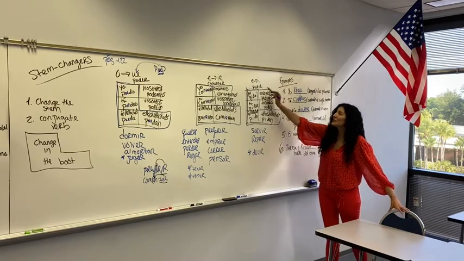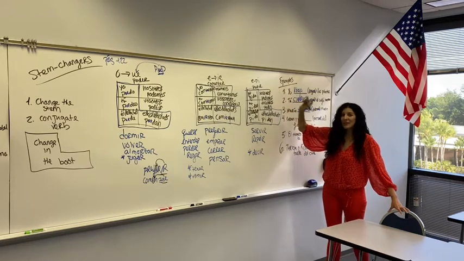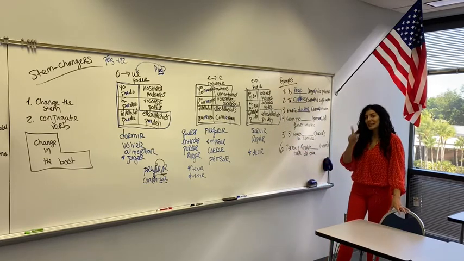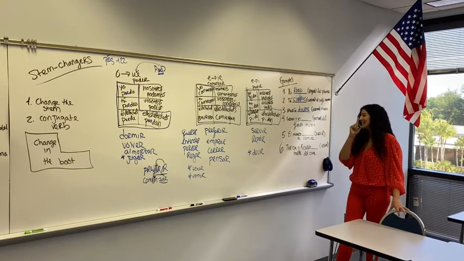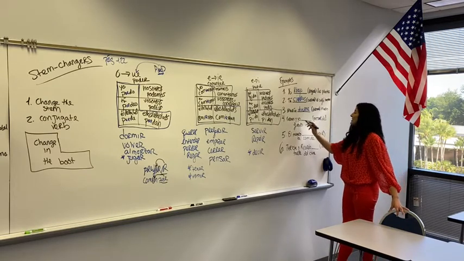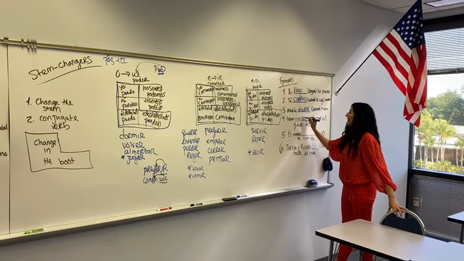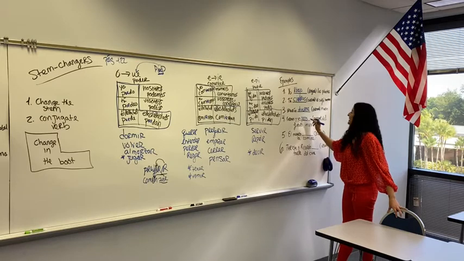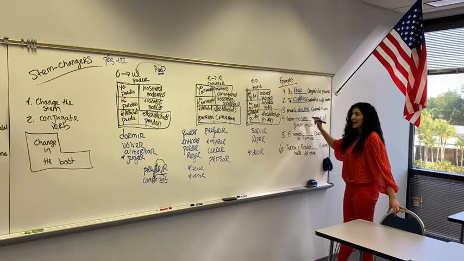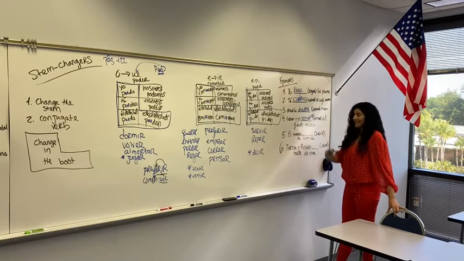But nosotros isn't in the boot. So when it isn't in the boot, it doesn't stem change. So I would write the root exactly as it is, and then write the AR ending for nosotros. Yeah?